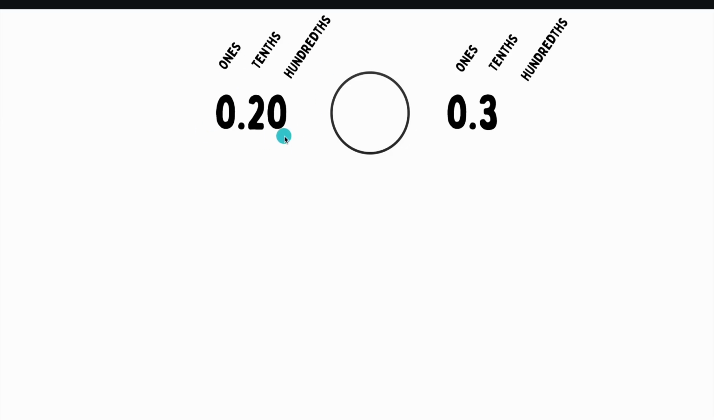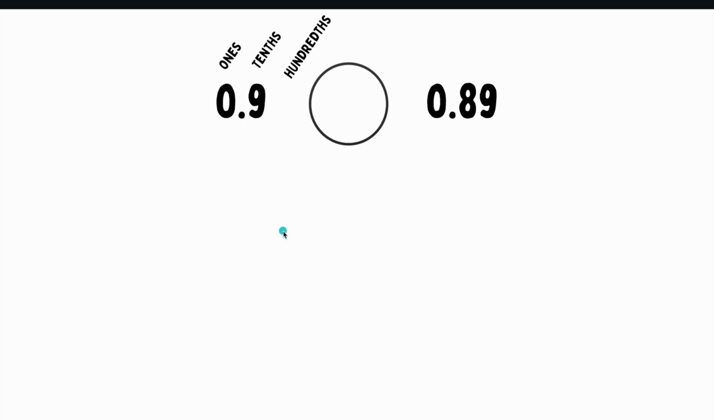Let's compare 20 hundredths to 3 tenths. Let's start by creating a model. We have 0 ones, we have 2 tenths, and 0 hundredths. Here we have 0 ones, 3 tenths, and 0 hundredths. The ones place is the same. The tenths place, we notice that 2 tenths is less than 3 tenths. That means that 3 tenths is greater than 20 hundredths.